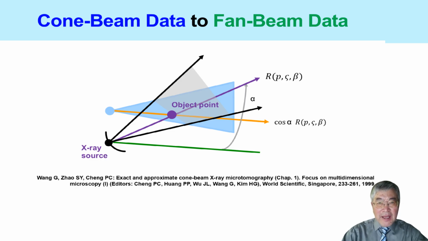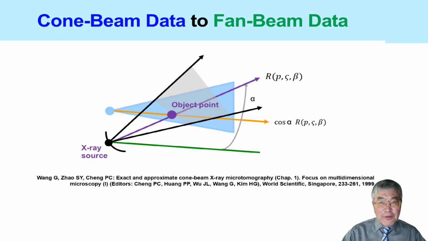The price we pay is that the ray is tilted. Therefore, we need a cosine correction to compensate for this tilting effect. This is the correction associated with the vertical angle alpha. The horizontal correction associated with beta is already included in the fan beam formula. Cone beam data mainly requires one additional obliqueness correction for the out-of-plane tilt.